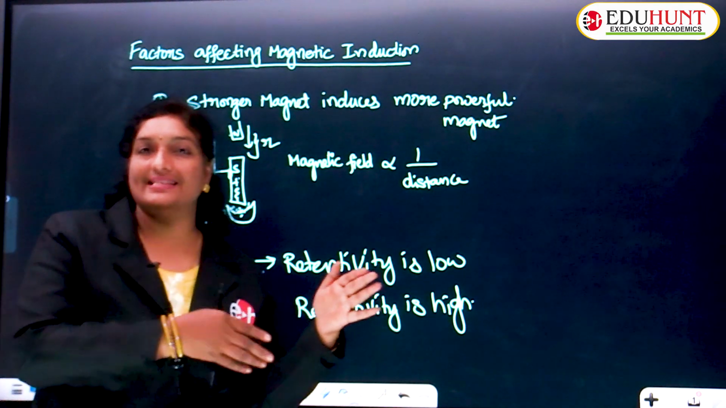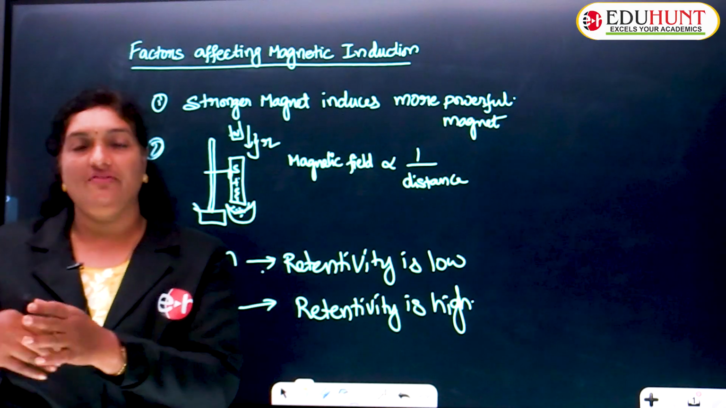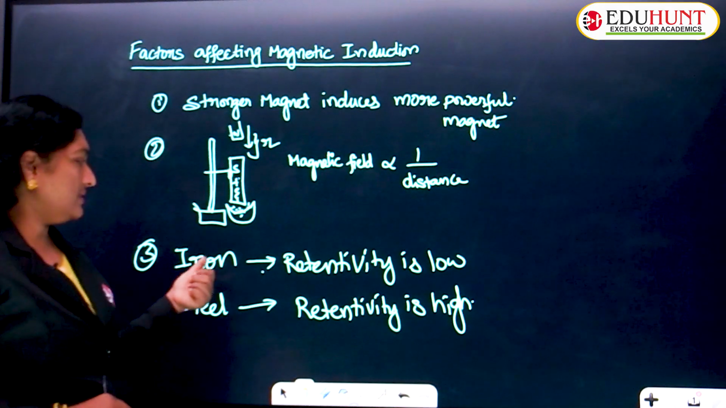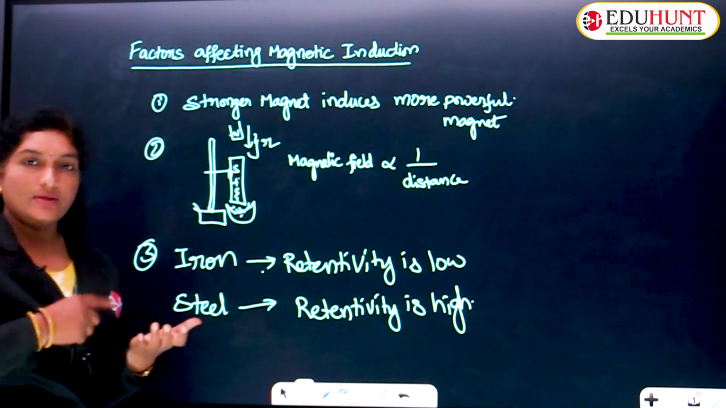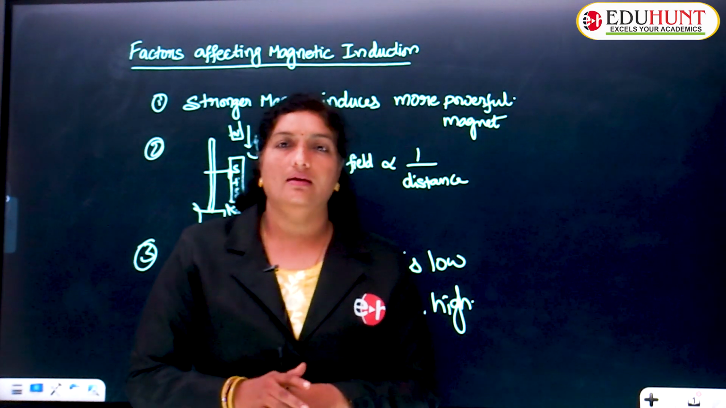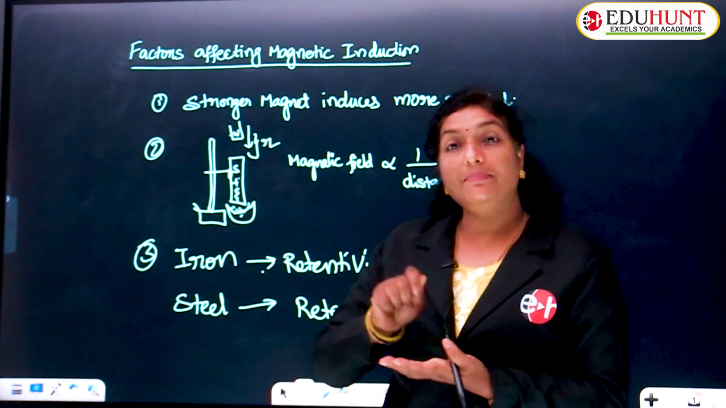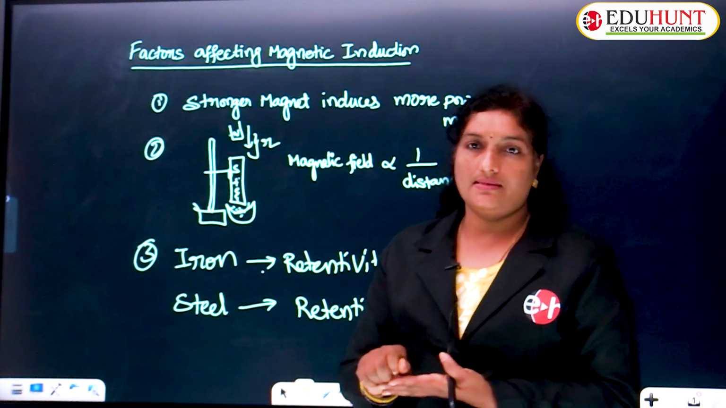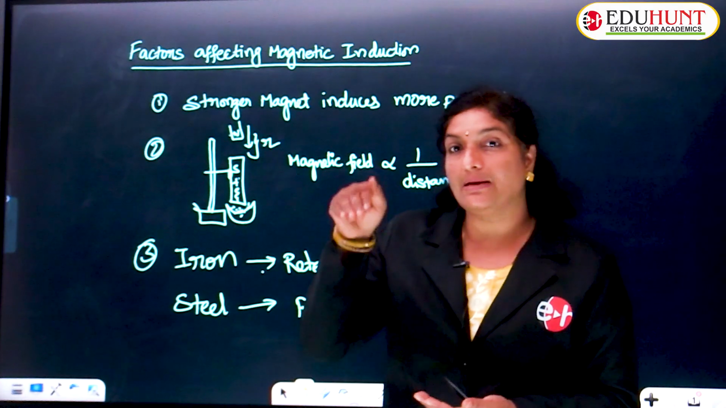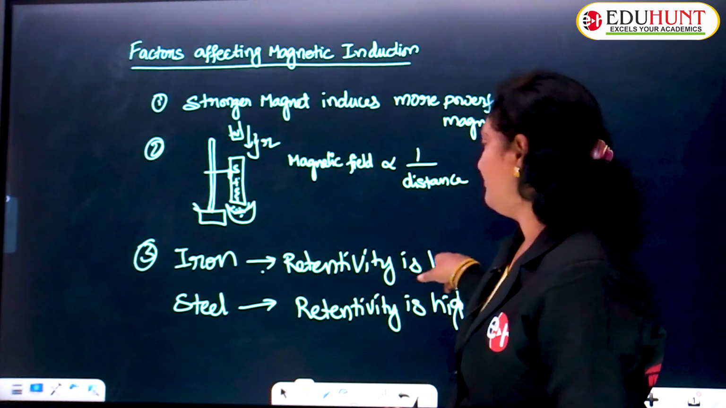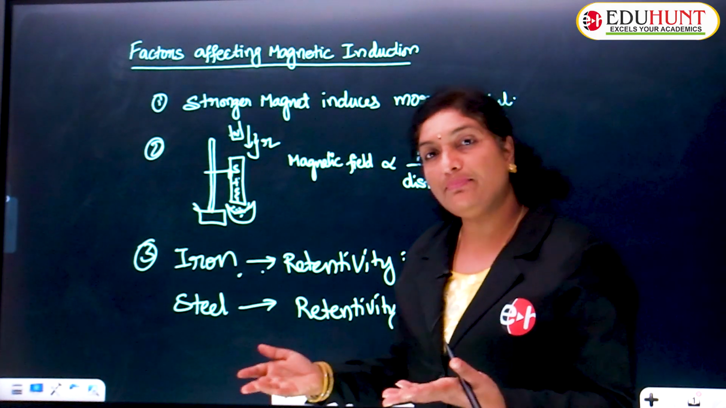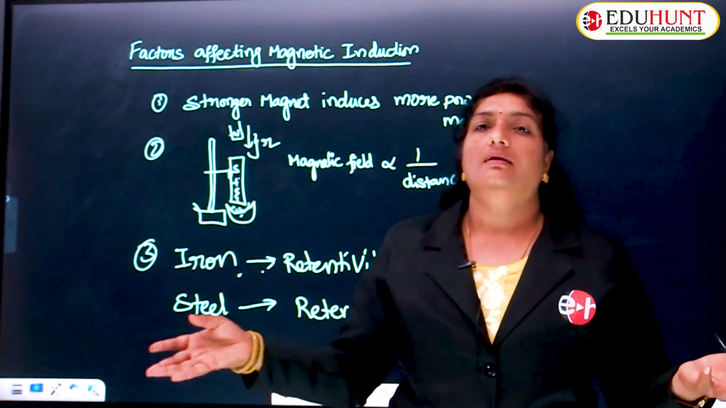Suppose a magnetic field is induced in iron as well as in steel. To magnetize a piece of iron, we require less effort. That means the piece of iron can easily get magnetized. But how long that magnetic property lasts inside the iron is very short. That means it is easy to magnetize, and at the same time it loses its magnetic property sooner.